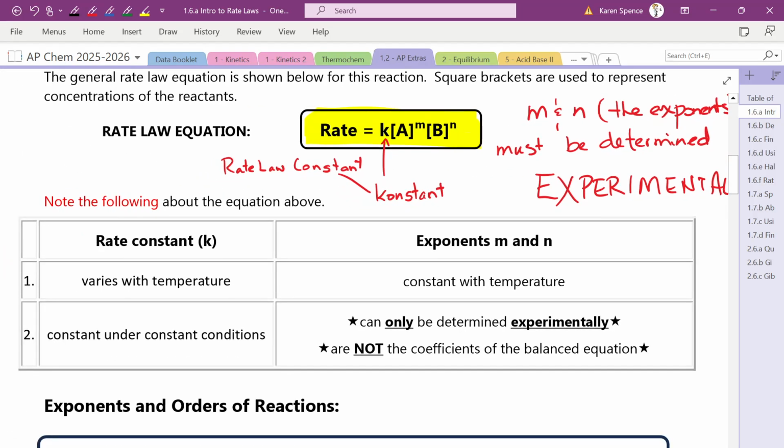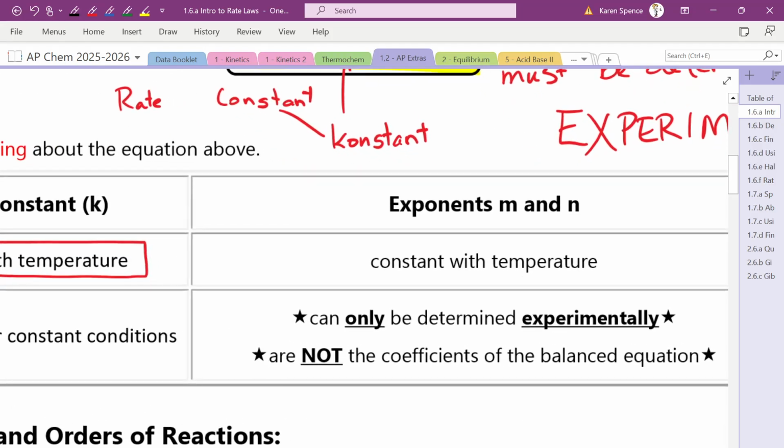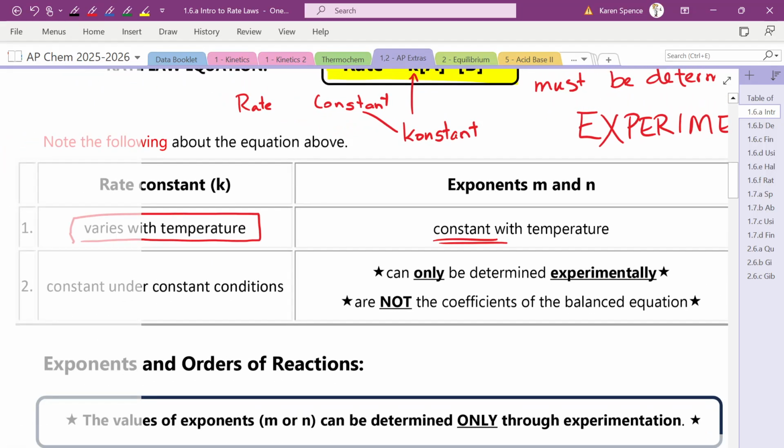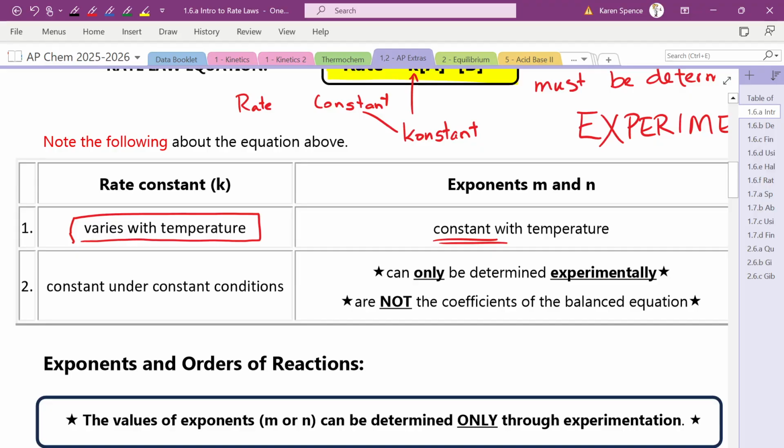The rate constant, actually I shouldn't say the rate law constant, I should just say the rate constant. It varies with temperature, which is why at different temperatures you have different rates. The exponents m and n are constant with temperature. If you keep the conditions constant, like if you aren't mucking about with the temperature, the rate constant stays the same.